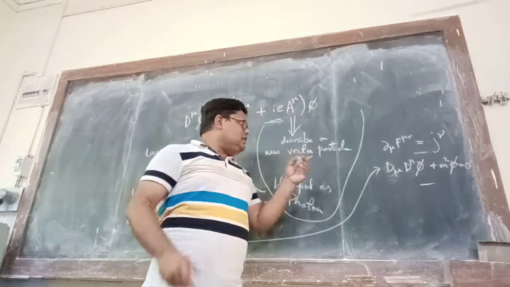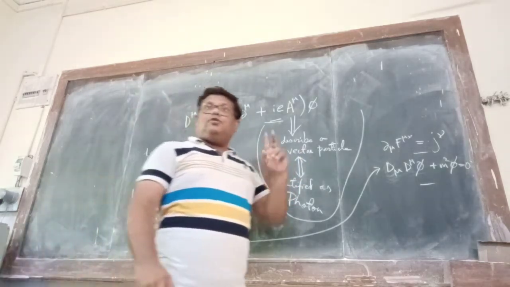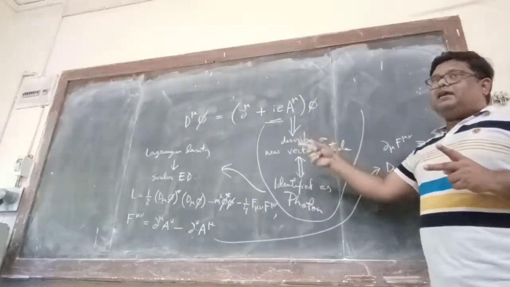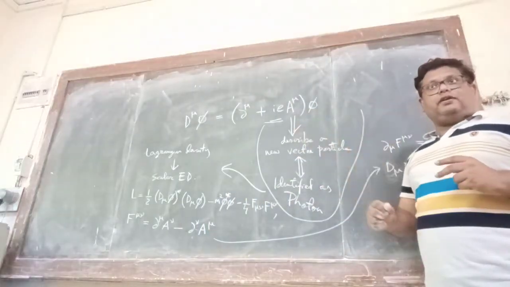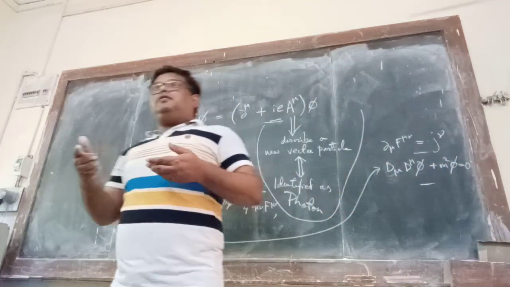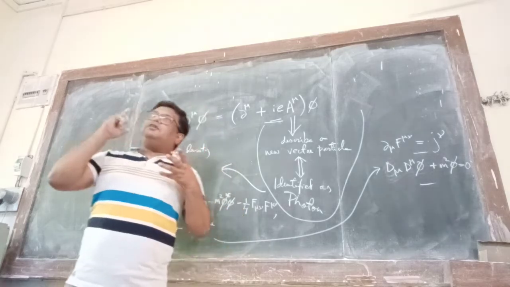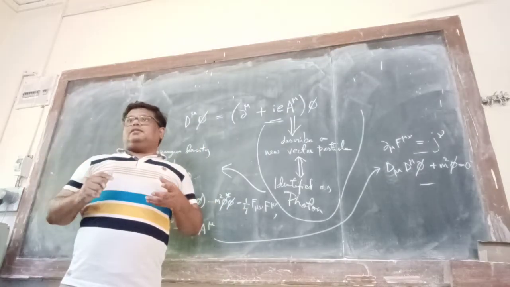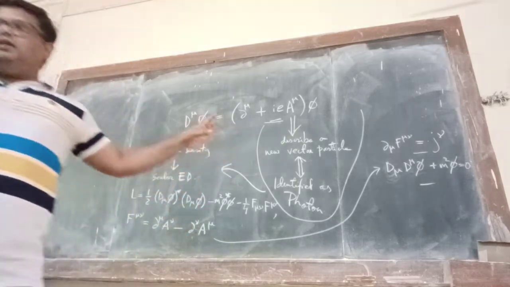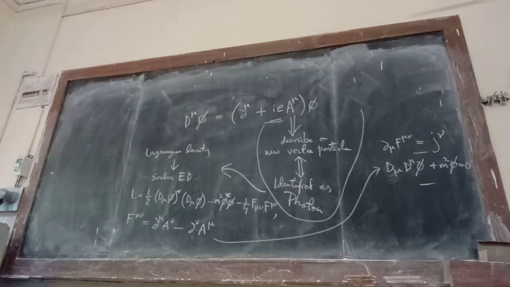So you see, there is an interaction term over here. So we have introduced the interaction between scalar field and the electromagnetic field by requiring the invariance of Lagrangian density in case of local phase transformation. Fine. So this is more or less the overall story.